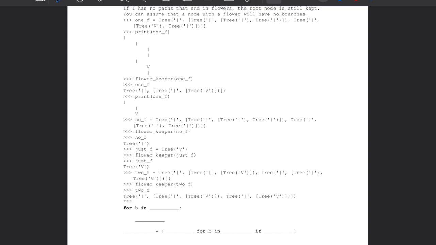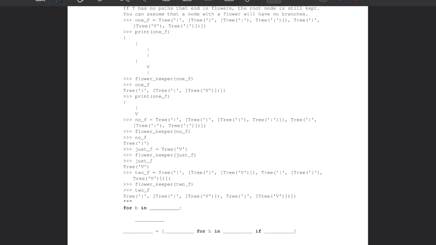So we know that we want to be mutating the input tree so that its branches are kept if and only if they end in a leaf labeled V. The specs also show us that even if t has no paths that end in flowers, the root node should still be kept, which gives us a hint that we should stick to mutating the branches and avoid mutating the root of the tree itself.